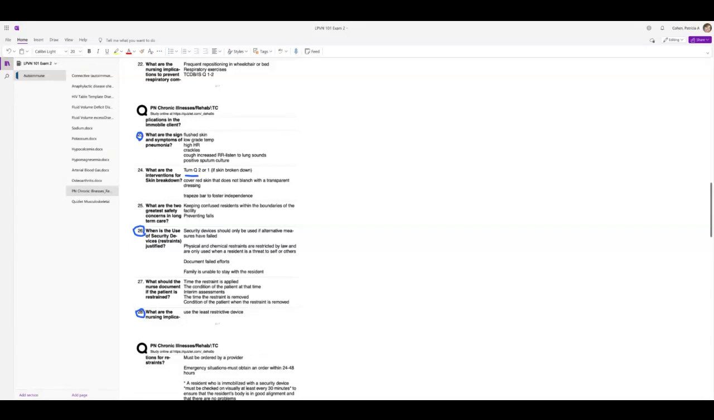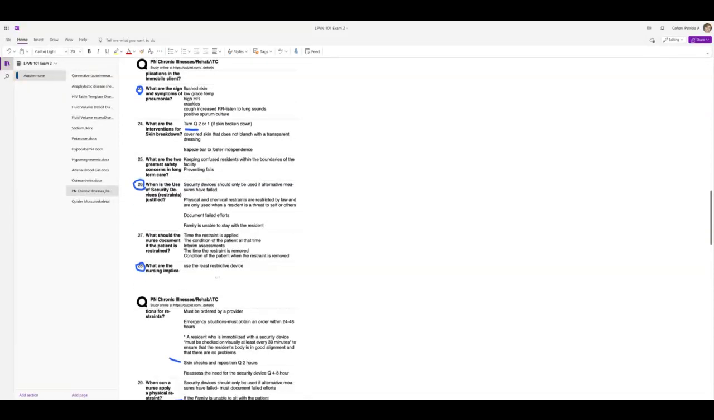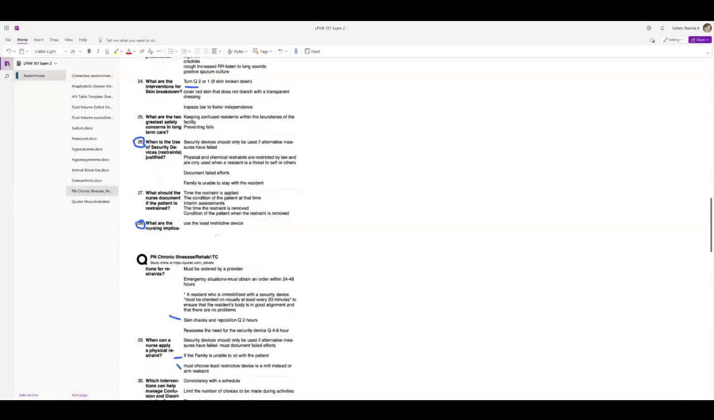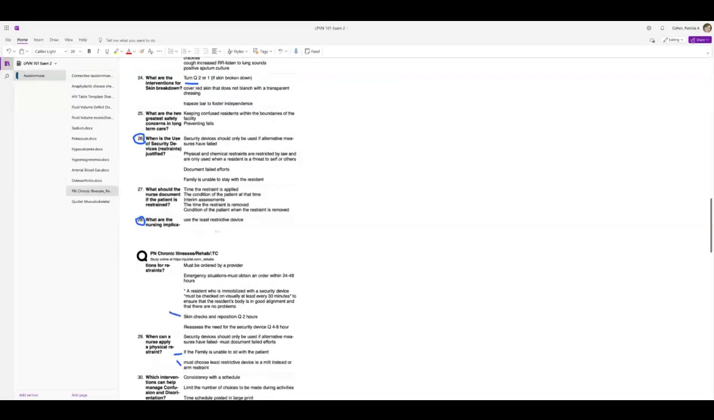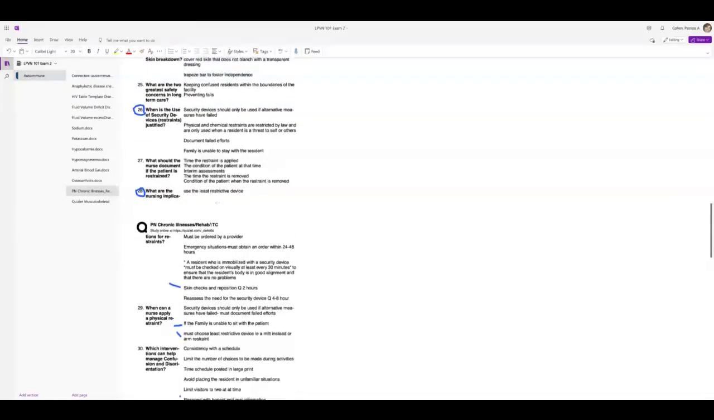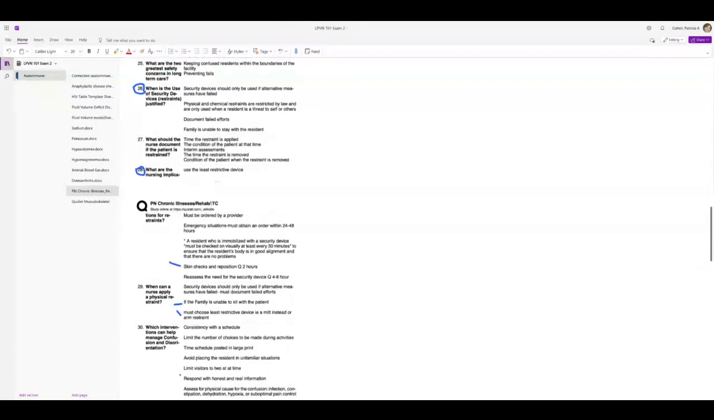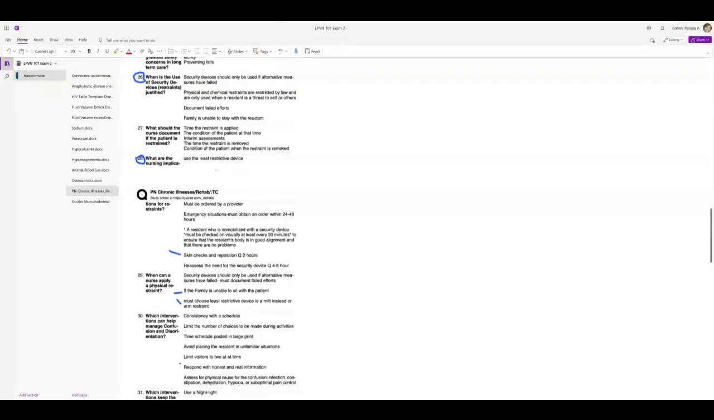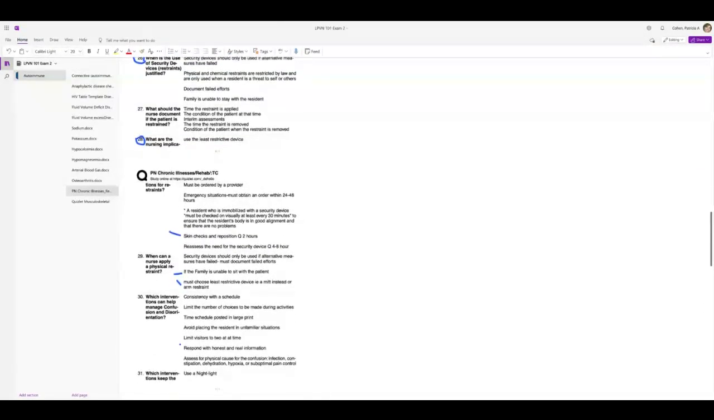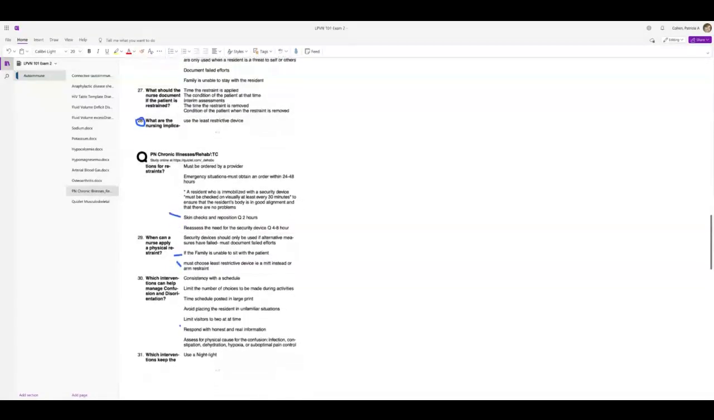You need an order, okay? That's very important. And you're going to use the least restrictive device first, okay? Use the least restrictive device. Skin checks are done every 2 hours. And then you're supposed to check on them every 30 minutes if somebody is in a restraint. This is in like a rehab or skilled nursing facilities.